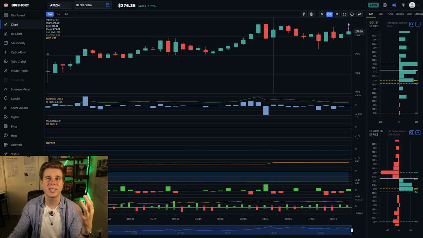And you can always ask us in the BigShort server, hey, I saw this on this stock, I saw this on SPY, I saw this on Amazon. Was this a setup you would have taken? Like, how would you have approached this potential setup and this combination of indicators? We're always happy to help.